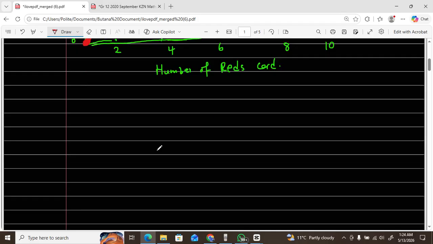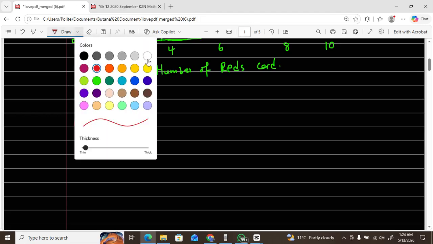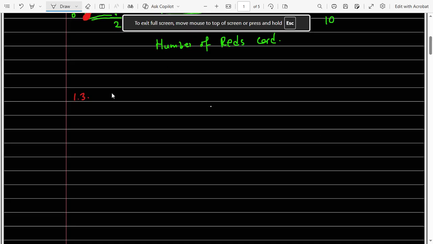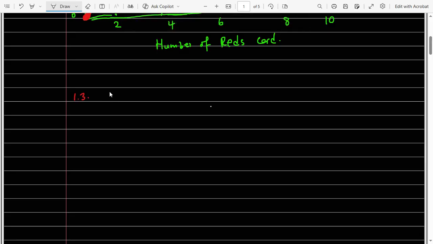To answer this question 1.3, I need you to always remember the following formulas. Okay, let's start with Q1, your lower quartile. The formula for the lower quartile goes like this: Q1 equals, we take n, we add 1, and the answer that you get, you divide by 4. This will give us the position.